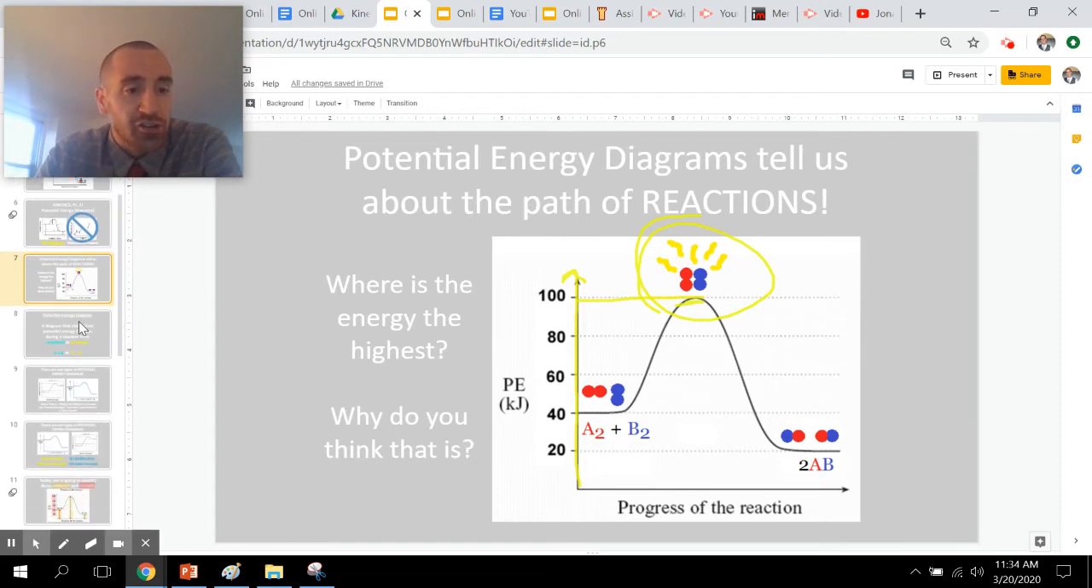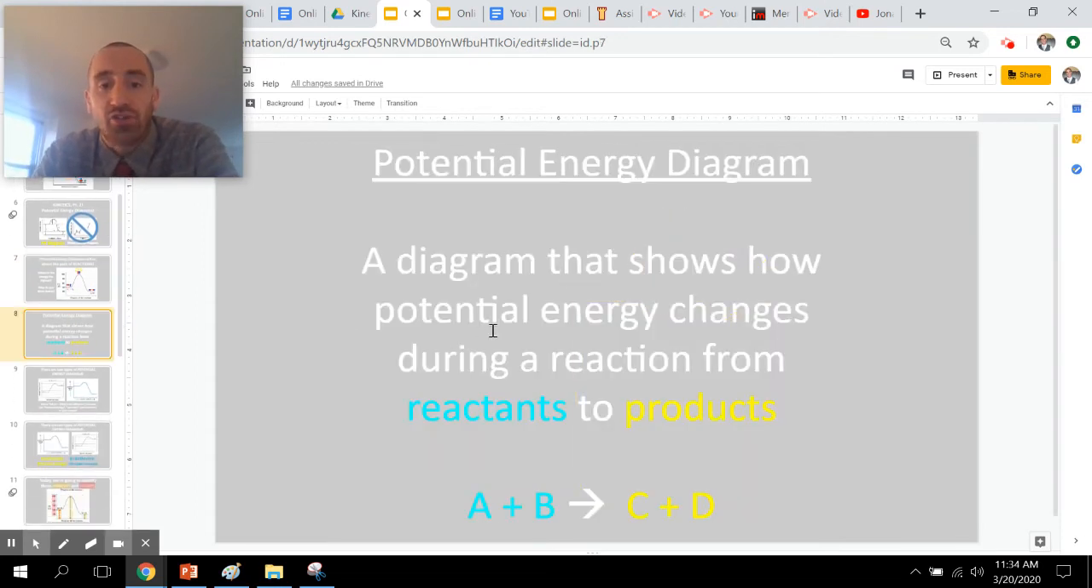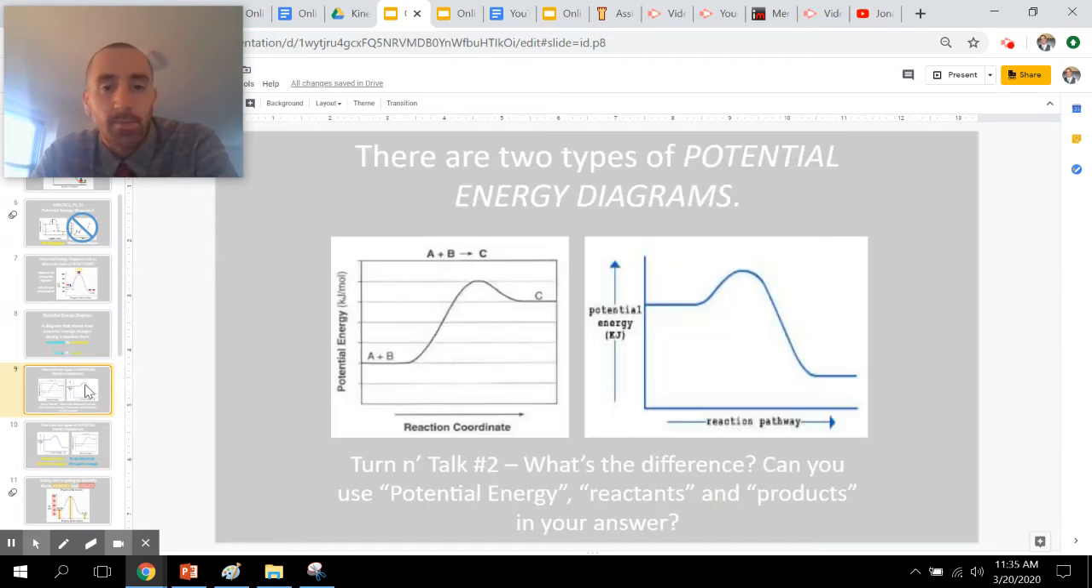All right, what I need you to know for today's lesson, potential energy diagram. It's a diagram that shows potential energy changes during a reaction from reactants to products. So it shows how the potential energy changes as you go from left to right, from reactants to products, okay? You can pause the video if you want to copy that down. I don't really need you to copy that down. I think we'll do so much work with PE diagrams that you'll just sort of know this, and I'm not going to test you on this specifically. So if you want to pause it and scribble it down, you can, but we're going to move on.